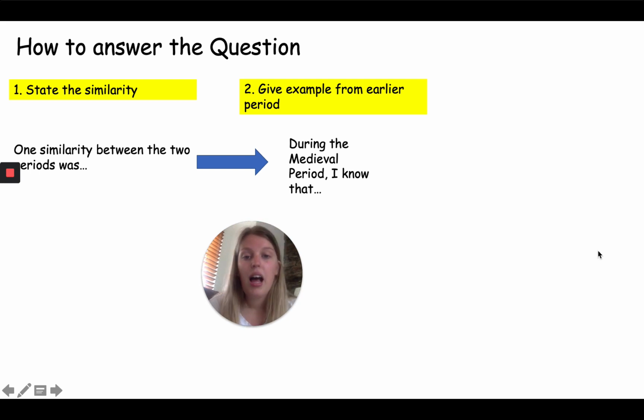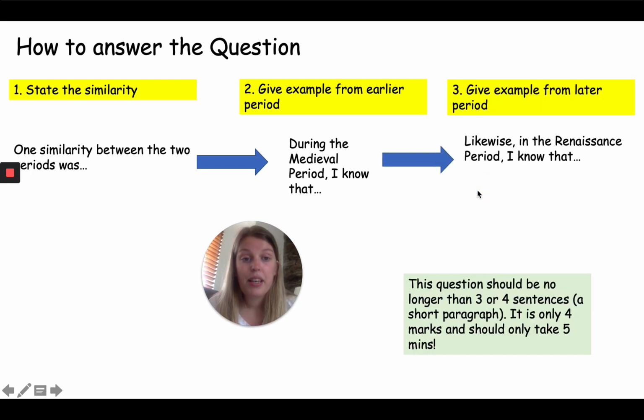And step 3, give an example from the later period. So likewise, in the Renaissance period, I know that, and so on. Remember, we want precise own knowledge here. So we'll look at some examples of what that really looks like. Just have a look at the green box, just to let you know. This question should be no more than 3 or 4 sentences.